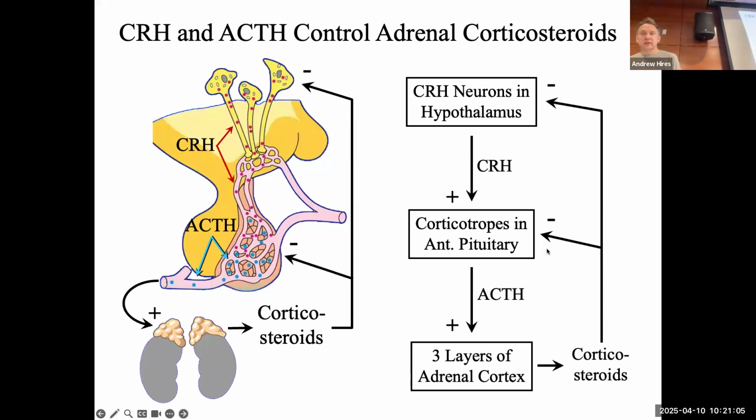Okay, CRH and ACTH. So what is CRH? This is corticotropin releasing hormone, which is then going to be released from our hypothalamus. It's going to act on the anterior pituitary to release adrenocorticotropic hormone. That is then going to travel through the blood and land on our adrenal cortex.